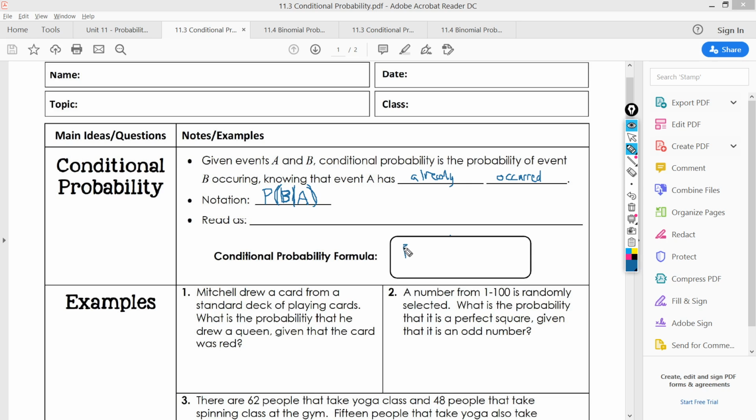And the formula for that is the probability of B given A is the probability of A and B happening together divided by the probability of A. Now, you don't actually need to know this formula for any of these questions. This is what's called Bayes' theorem.